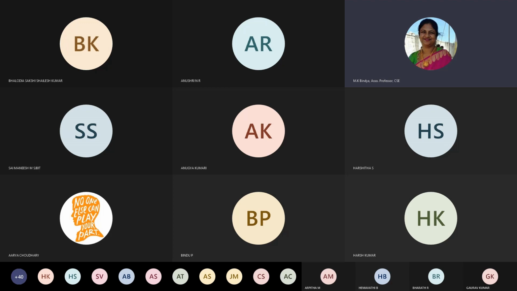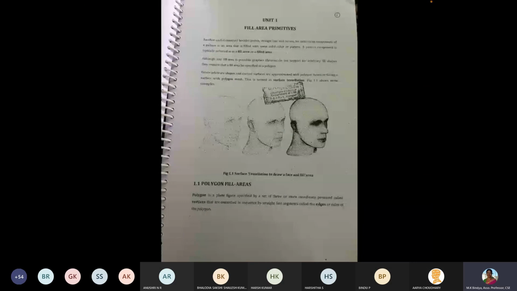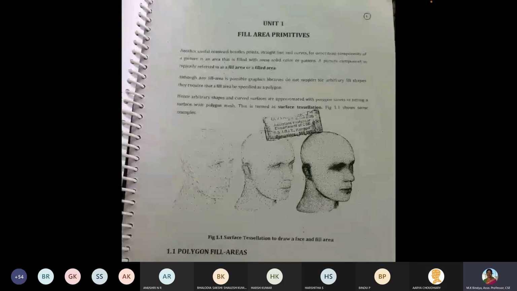This scan line polygon fill algorithm, the same concept is also there in your lab session. So that is the polygon fill area algorithm. It's a 6th or 7th program in the lab. Okay, so next we'll take up the fill area primitives.